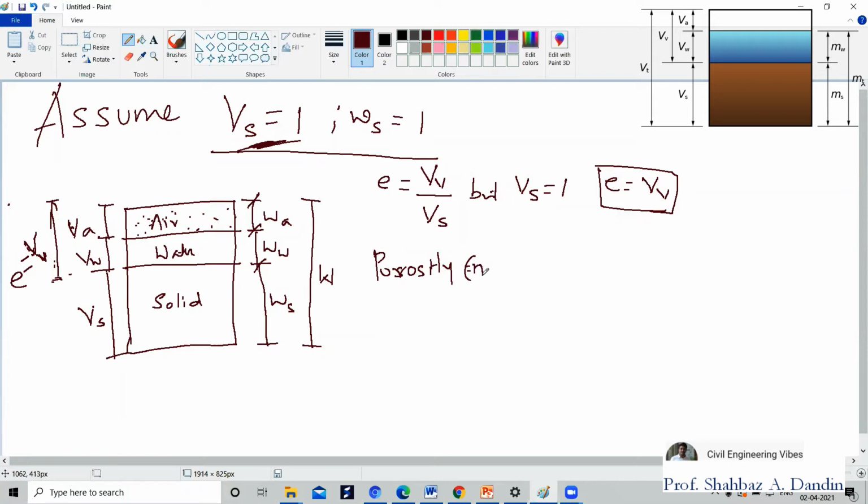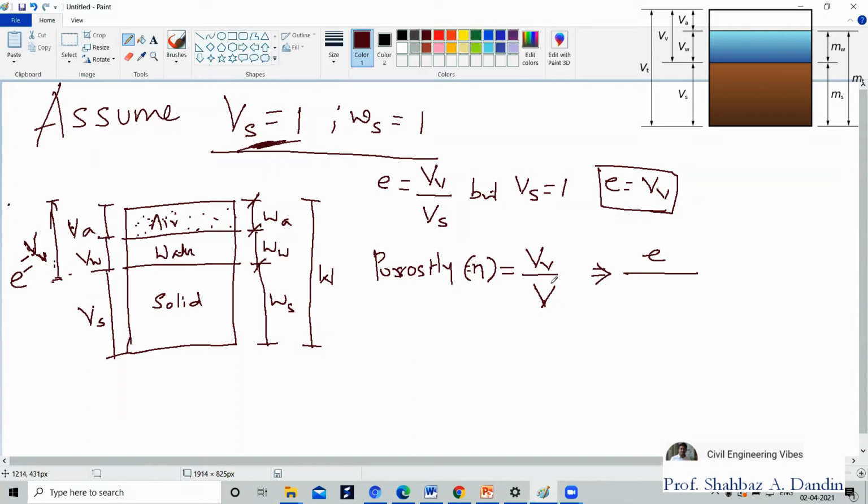Porosity is denoted by small n. Small n is equal to what? Porosity, come on, tell me the definition. Volume of voids VV divided by total volume V. Very good. Now I can say VV is equal to what? VV is equal to e, very good, e divided by V.